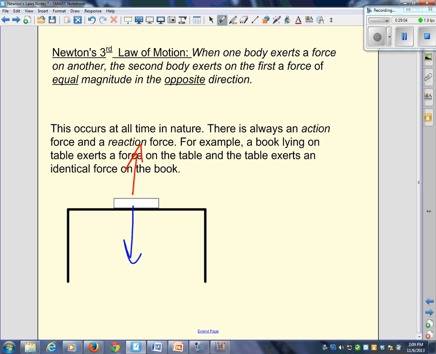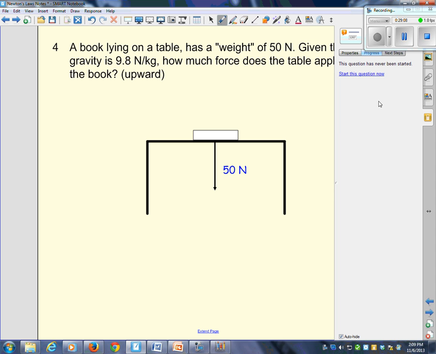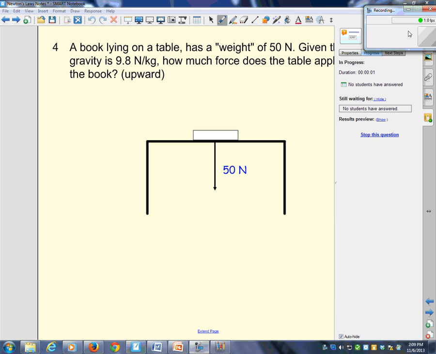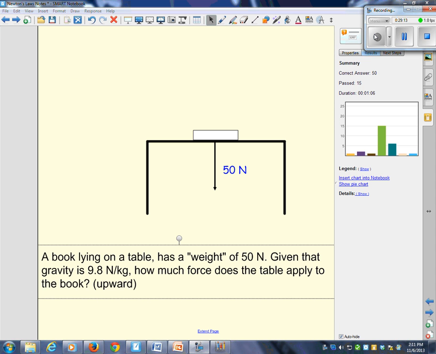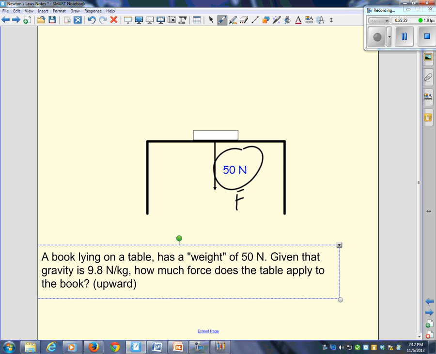All right, my friends, have you been listening? The correct answer is 50. Did I try to trick you? Absolutely I did. Well, I know, but it'd be way too easy if I didn't try to trick you a bit, right? This 50 newton weight is what? 50 newtons. It's a what? Force. So the force down is 50 newtons, which means the force up is 50 newtons.